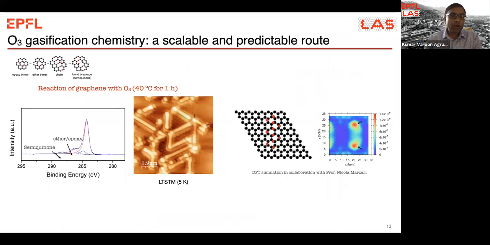So in our group, we did a very simple test. We exposed graphene to ozone at 40 degrees C for 1 hour, plugged the sample into the XPS, and you start to see that there is indeed a peak at 286, which could be either ether or epoxy. We do also see that there is semi-quinone. That is what I'm relating to the bond breakage event here. Okay. Then we go into a low temperature scanning tunneling microscope, and what we start to see is very interesting.